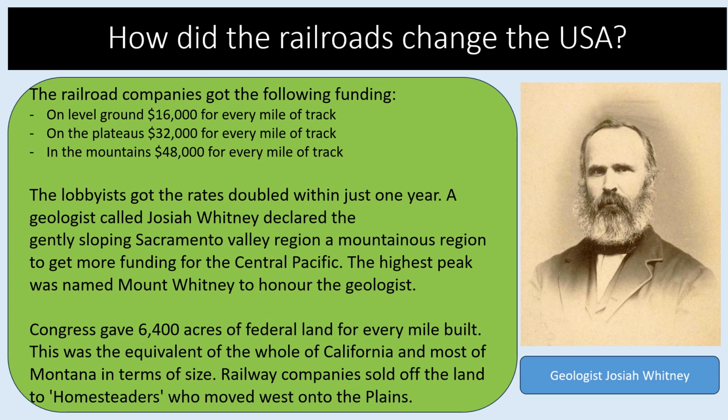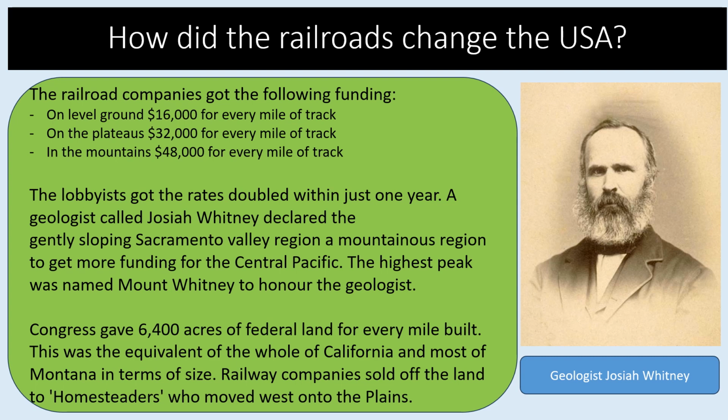Now, the lobbyists got the rates doubled within just 1 year, and very famously, a geologist called Josiah Whitney, who's pictured there, was got by the Central Pacific Company to declare the gently sloping Sacramento Valley region a mountainous region to get more funding for the company. The highest peak was named Mount Whitney to honour the geologist Josiah Whitney.